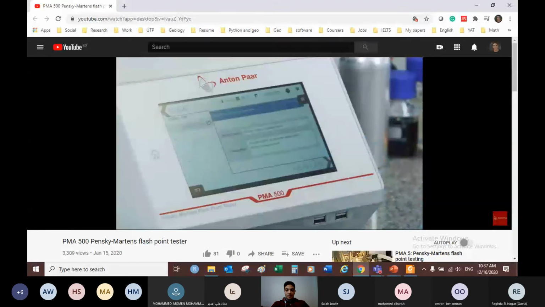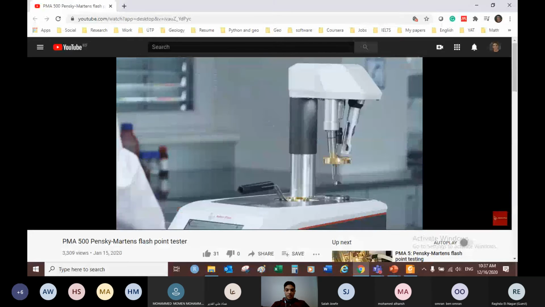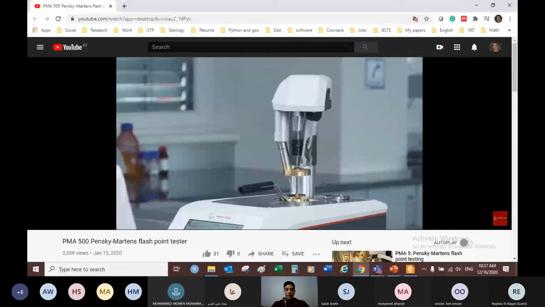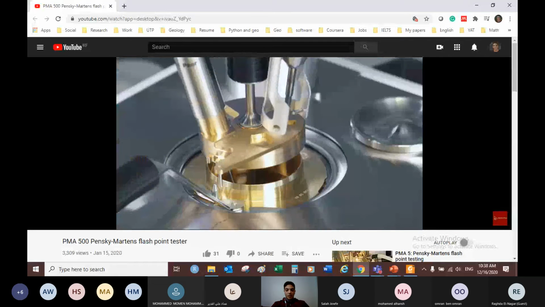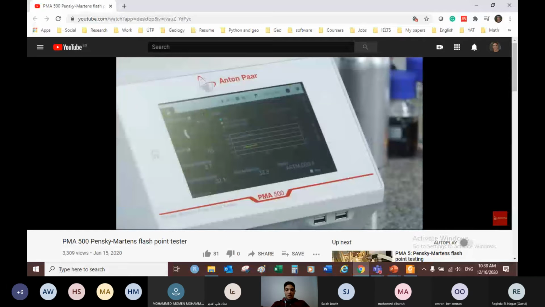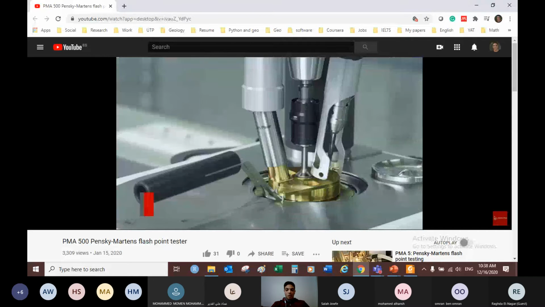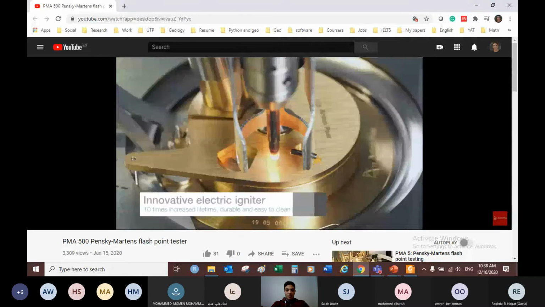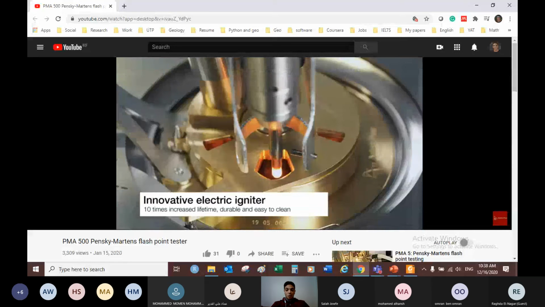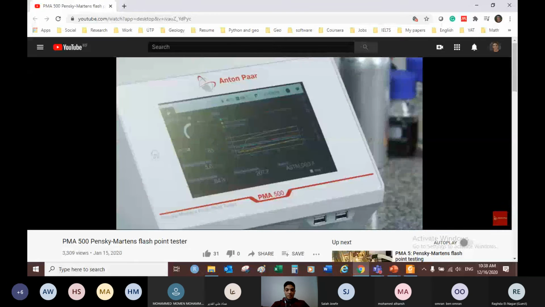Start. Measure. That's it. No need to put estimation for the flash point and set some parameters to the instrument. It's fully automatic, and the head is moving automatic also. And it conforms to all the standard methods of Penske Martin. The electric igniter, as we said, is coated with ceramic, and it has more than 10 times lifetime.